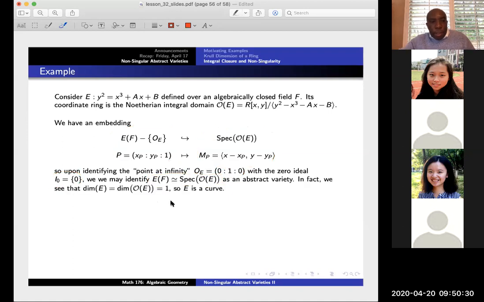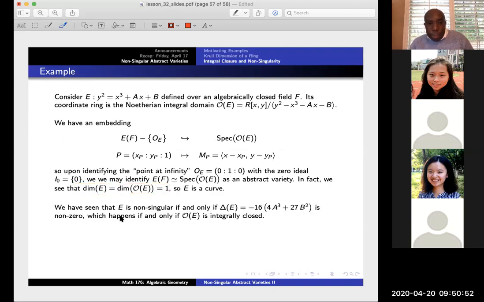In fact, we actually see that the dimension here is equal to 1. That takes a little bit of work to do, so I'm not going to worry about doing that today. But we see that E has to be a curve. This is just using the definitions from before. So it's an abstract curve. Our elliptic curve here is an example of an abstract curve.